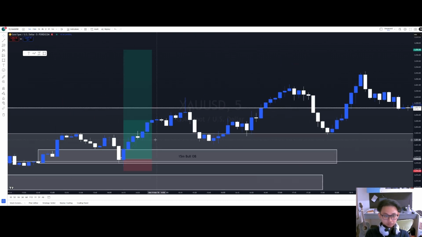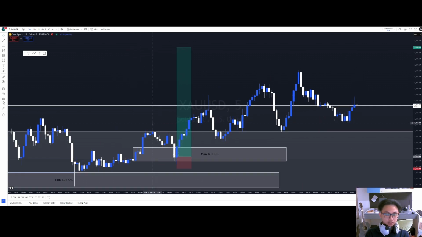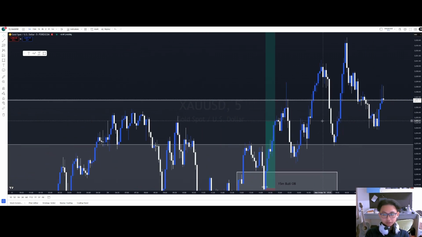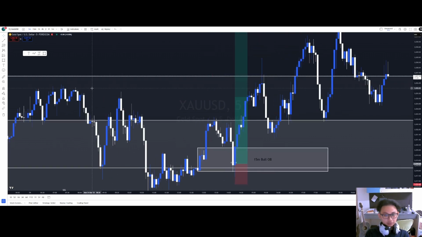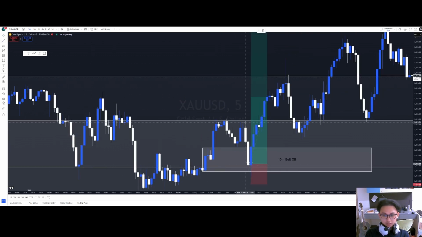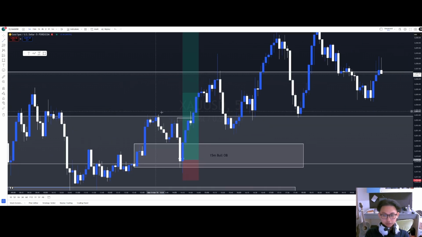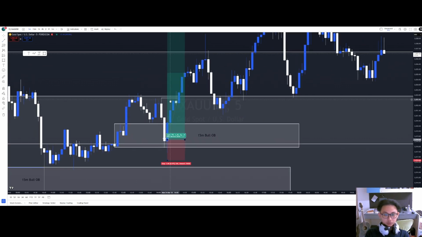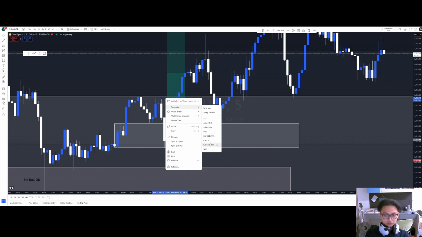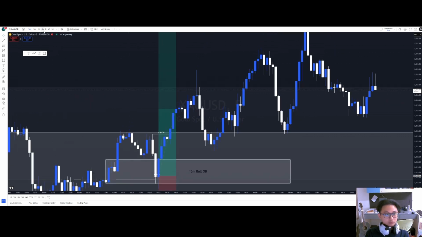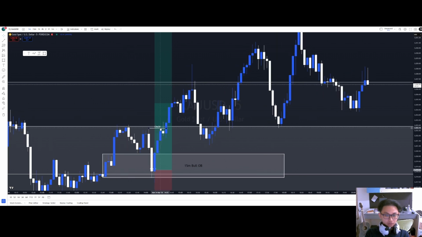Alright. So yeah, as you can see, if we were to wait for it to be mitigated, okay, let's say wait for it to be mitigated, right, then this would be the change of character, right? So after this break, there will be a creation of a parallel gap where we technically could have entered here, right?